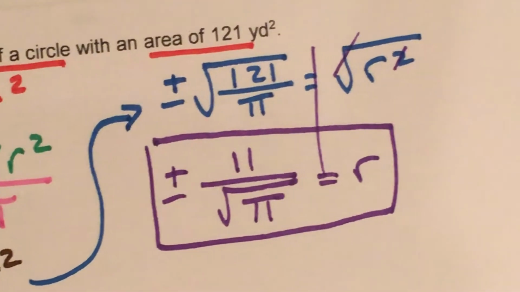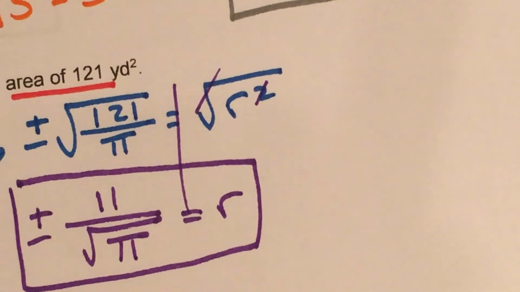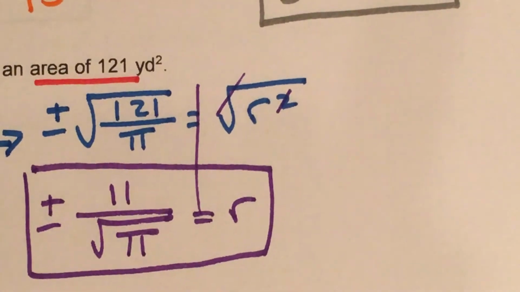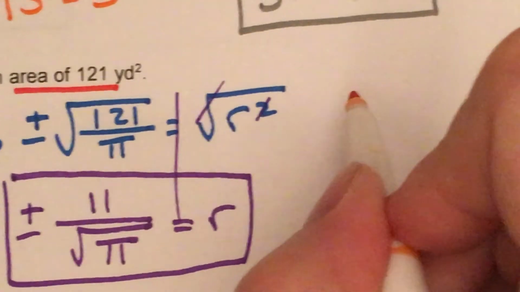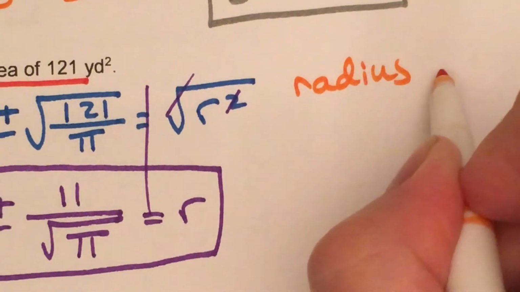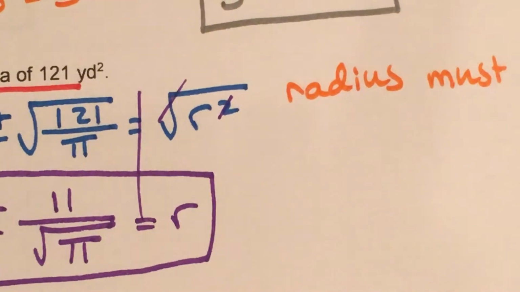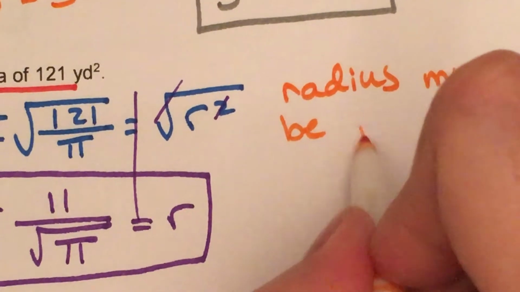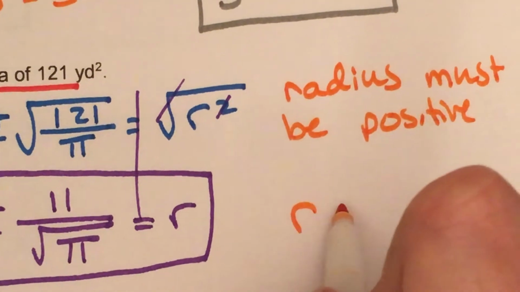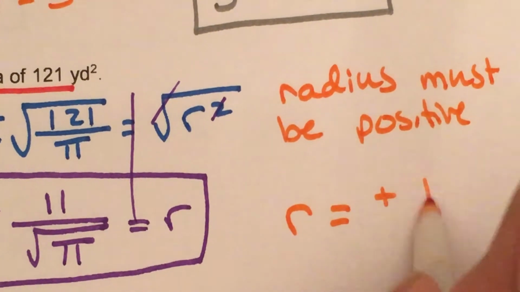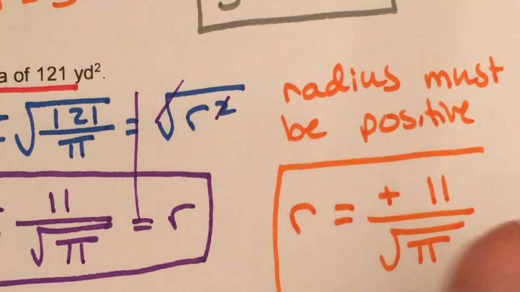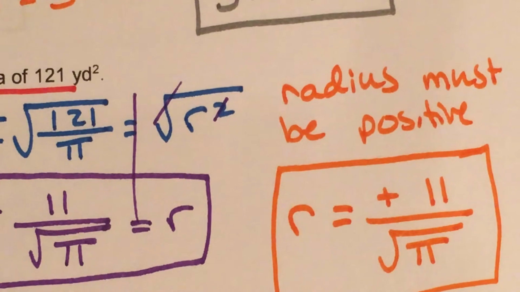Are you going to leave it that way? Can you have a negative radius? No, you can't have a negative radius because it is a length. So my radius will be a positive 11 over the square root of pi. Now you're super done.